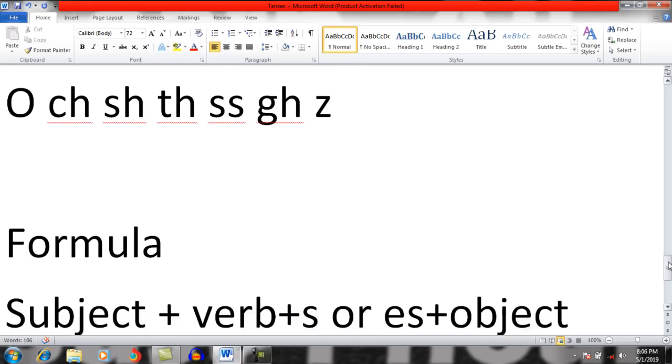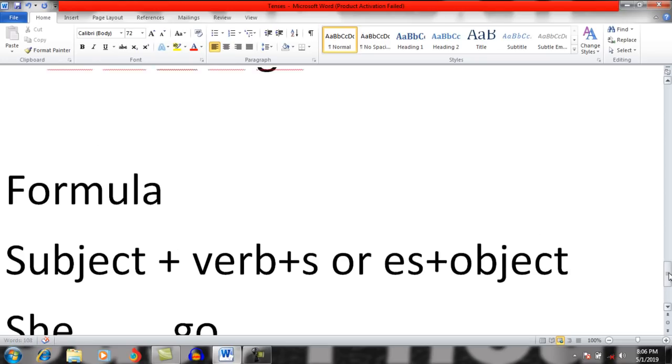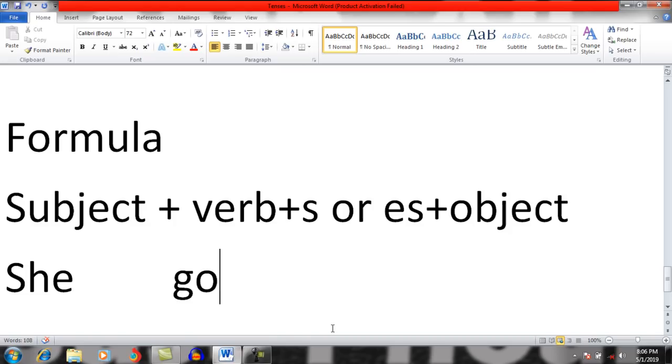For example, now I'll have to add a verb here. So the verb is go. What I'll do is remind myself of the formula which I mentioned before. The word ends with o already, so now I'll add es, as I mentioned, those verbs which end with o, ch, sh, th, ss, gh or z will have to put es. So the correct form of this is she goes. She goes to school.